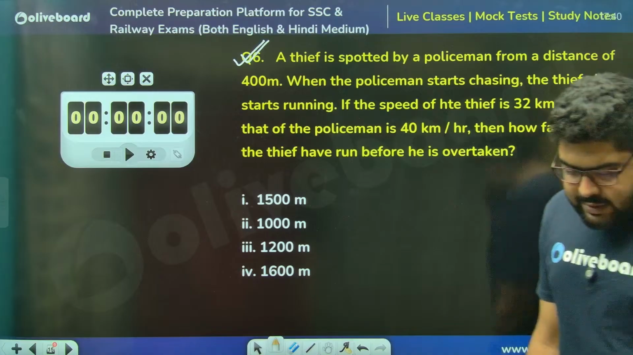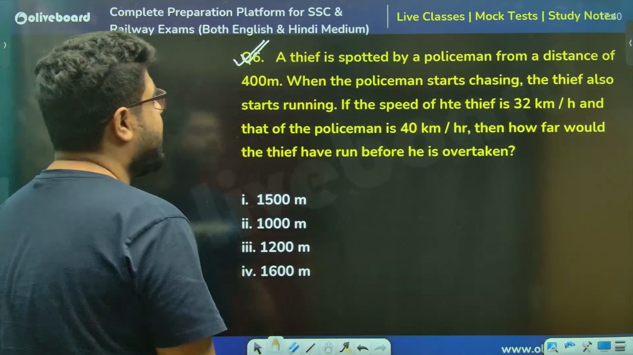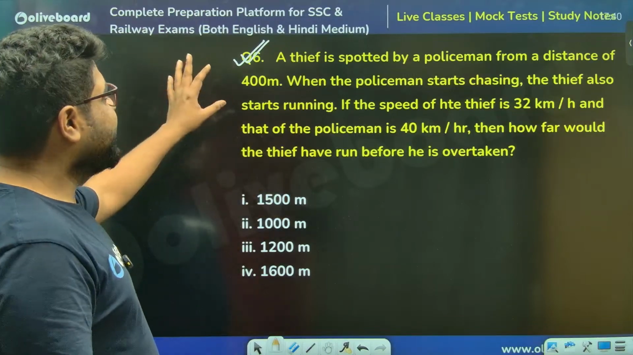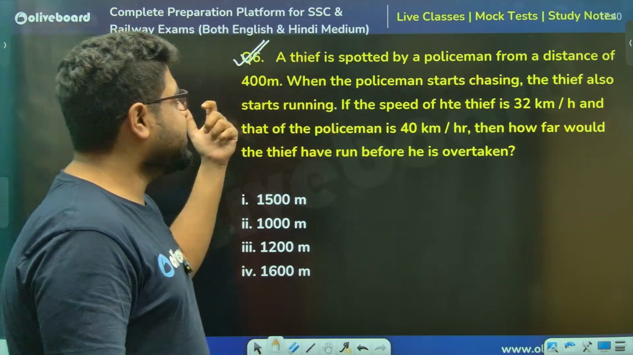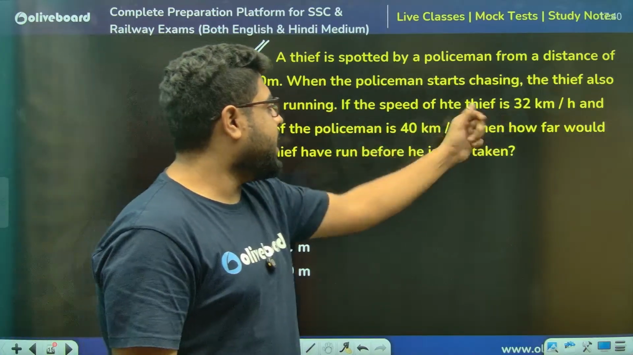Artist has given answer as 1600. आपका नाम मैं भूल गया. चलो. Thief spotted at a distance, this. Both have started running. Speed 32 है, 40 है.